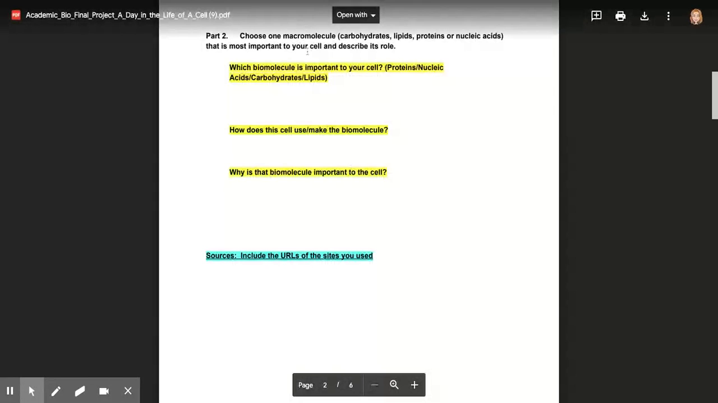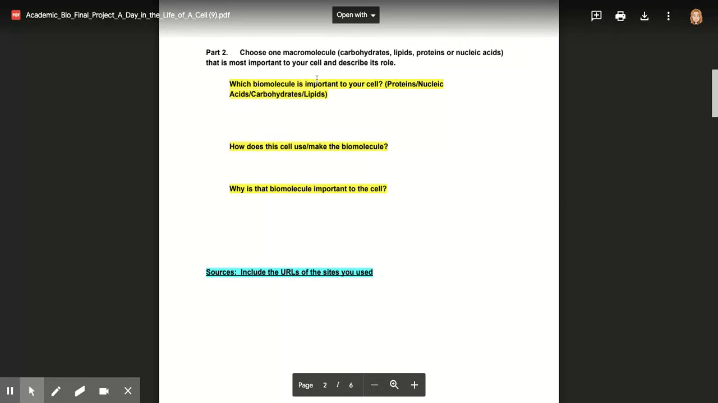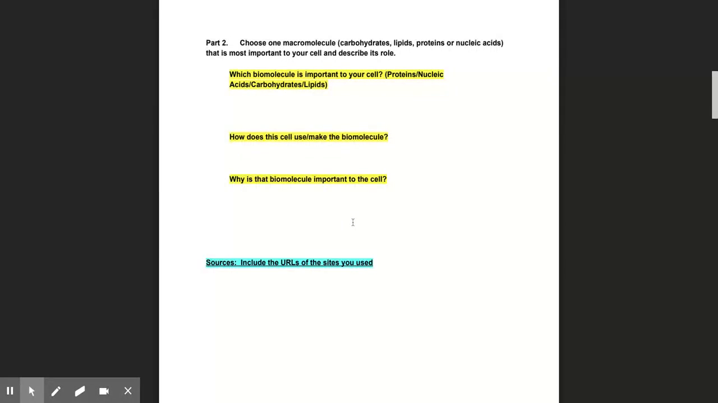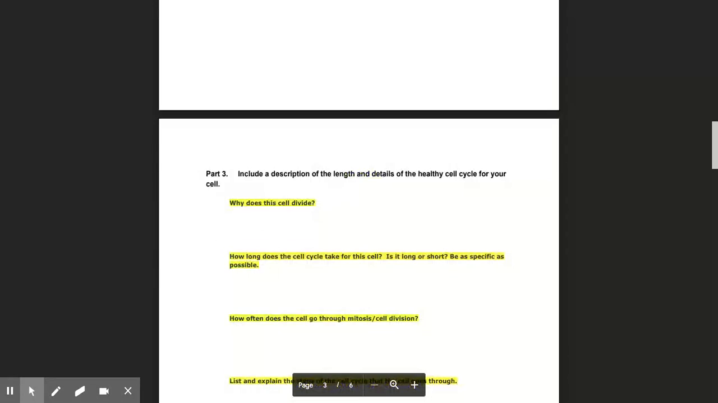In part 2, you're going to choose one macromolecule, a carbohydrate, lipid, protein, or nucleic acid that is most important to your particular cell type, and you want to answer these questions. Why, in particular, is that biomolecule important? Remember, a biomolecule is a biological macromolecule, and again, include the URLs or websites used.